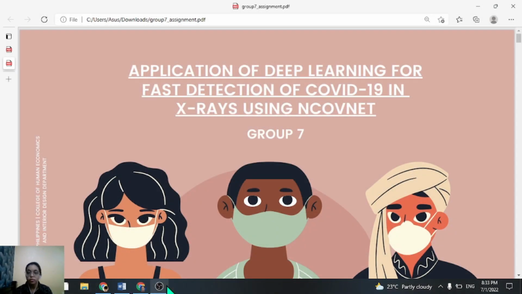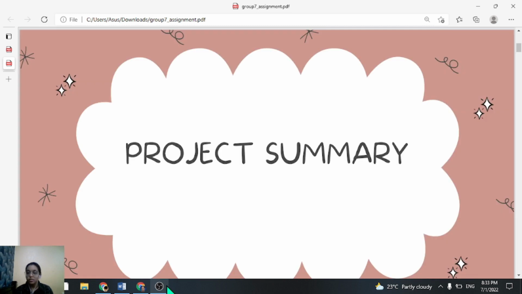Today we, from Group 7, would like to explain the application of deep learning for fast detection of COVID-19 in X-rays using the NCOVNet model. First of all, let me explain the project summary.